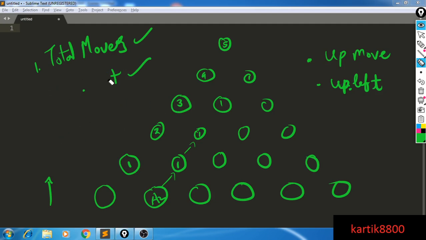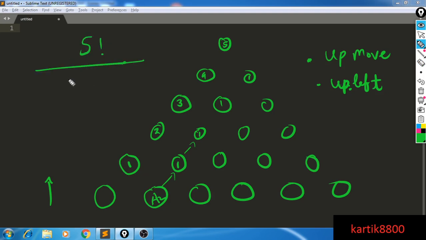You could arrange the up left and up moves in any order. And how many such orderings exist? So total moves are 5, so 5 factorial for that, divided by the repeated factorials: 1 factorial for the up left move and 4 factorial for the up moves. Those up moves are basically the same, so you divide by 4 factorial, and overall this turns out to be 5. And this was exactly the number of paths from A2 to here.